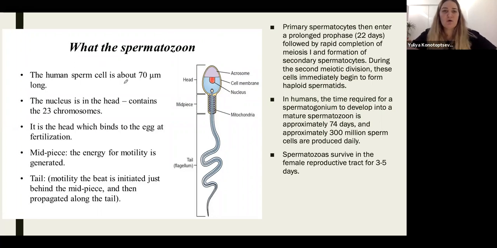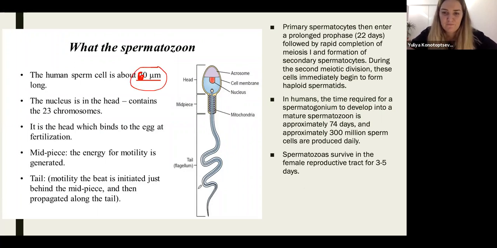So spermatozoa is approximately, we have to check the lectures this semester because they always change it. But as far as I remember, last year it was 60 micrometers. Okay, so 60. This is going to be your homework. You need to open the lecture and see which number they put for the length. I gave up trying to memorize them because every year it's different. Okay, so 60 micrometers. This is the length of the spermatozoa.